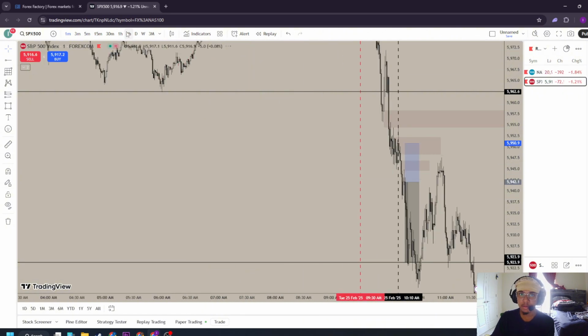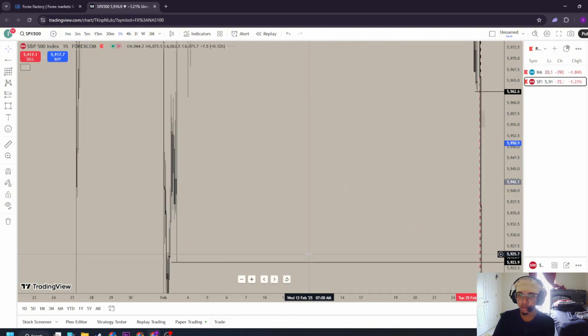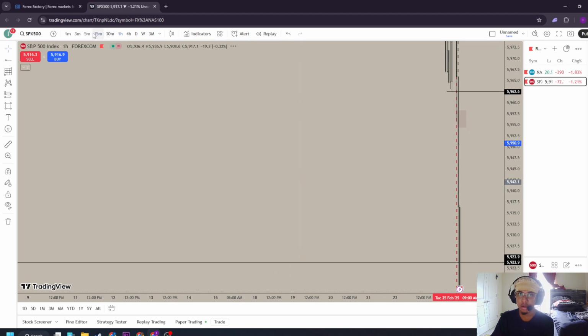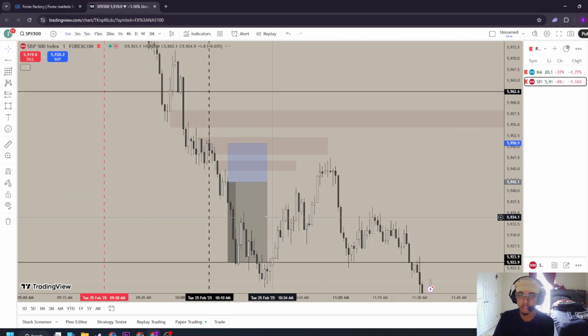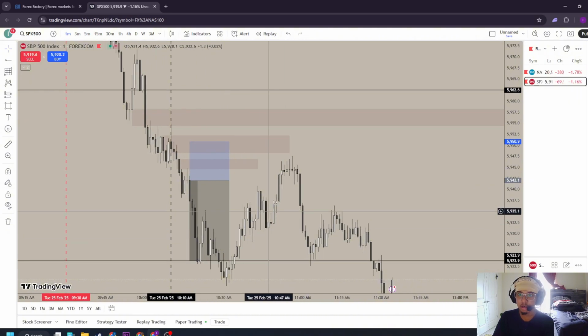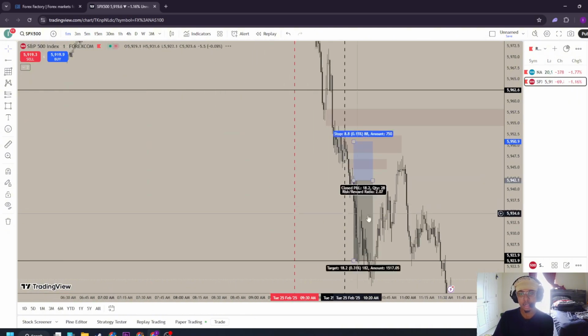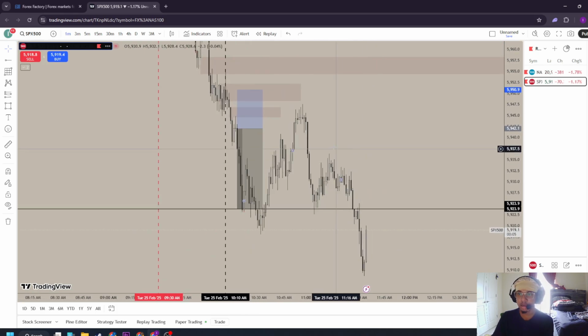Boom. The only take profit was this high time frame draw, which was right here. And as you can see, price literally did nothing besides boom, boom, boom, hit that a couple minutes later. Boom. From there, it hit a reversal, trying to fill in these gaps. And then yeah, price is just dumping crazy right now.